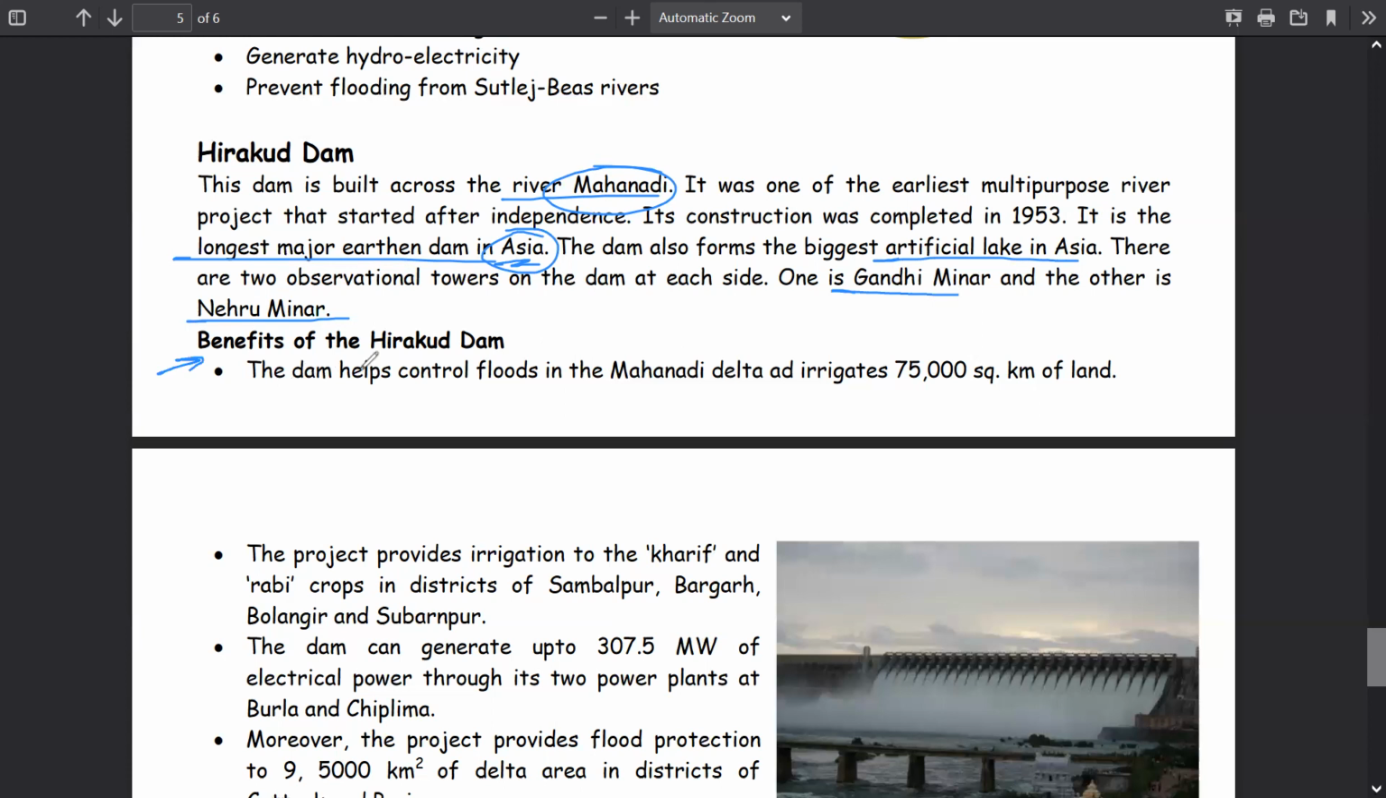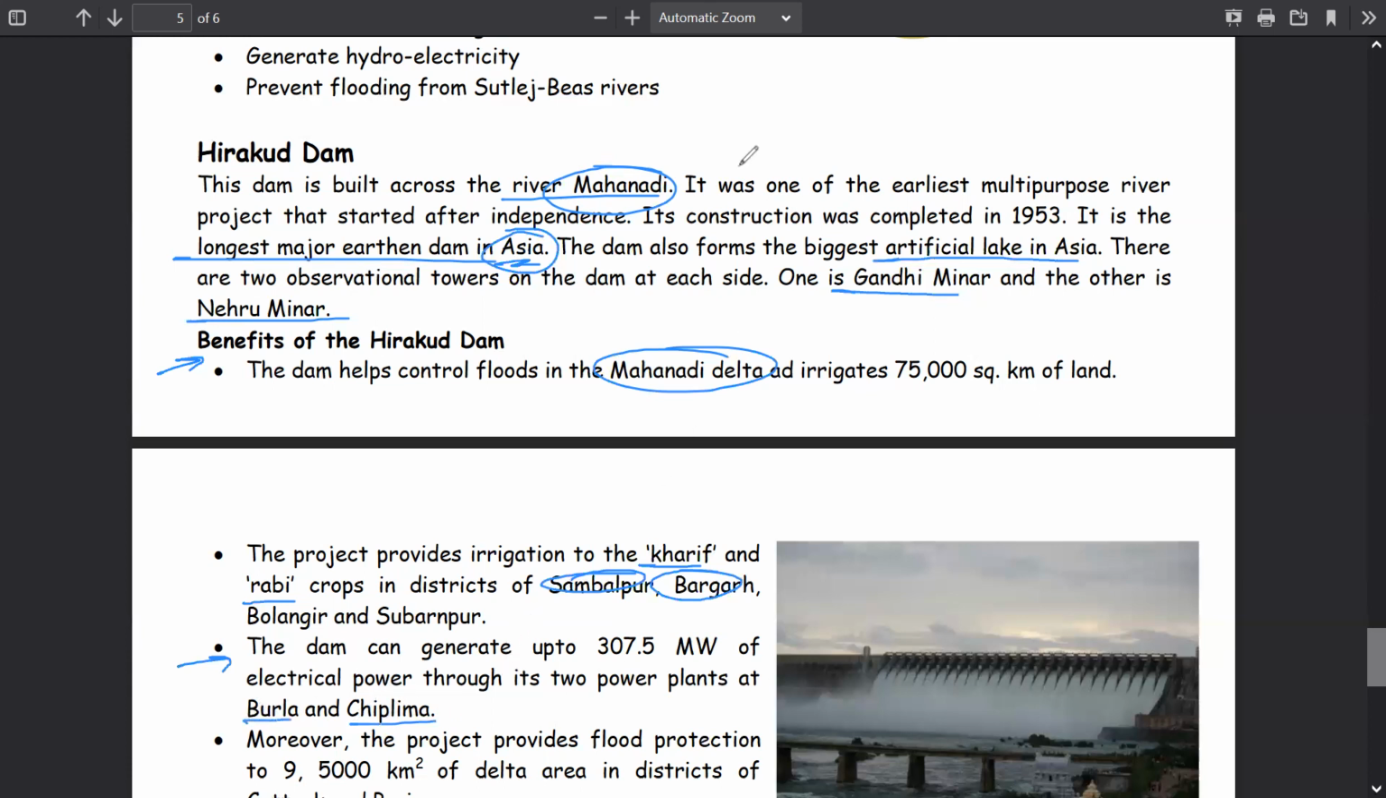Benefits of Hirakud Dam. The dam helps control floods in the Mahanadi Delta. The project provides irrigation to Kharif and Rabi crops in the districts of Sambalpur and Bargarh. The dam can generate up to 307.5 megawatts of electrical power through its two power plants at Burla and Chiplima.